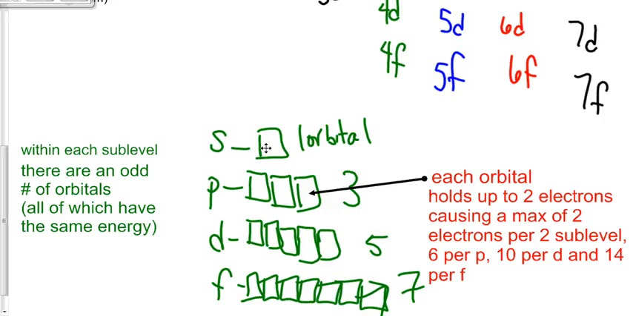Each orbital can hold up to 2 electrons, which means that your s sublevels with their 1 orbital can hold up to 2 electrons. The p with the 3 orbitals can hold up to 6 electrons. Each of the d sublevels with 5 orbitals can hold up to 10 electrons, and the f sublevels can hold up to 14 electrons.